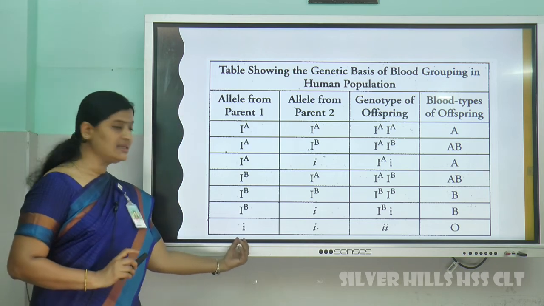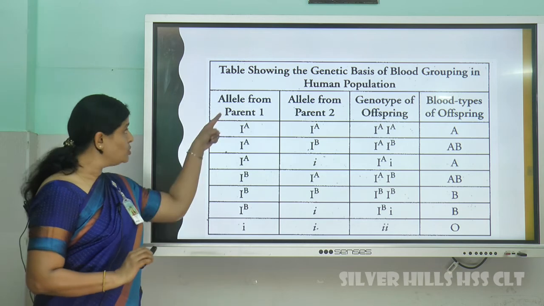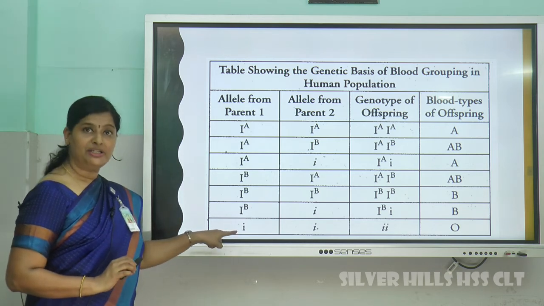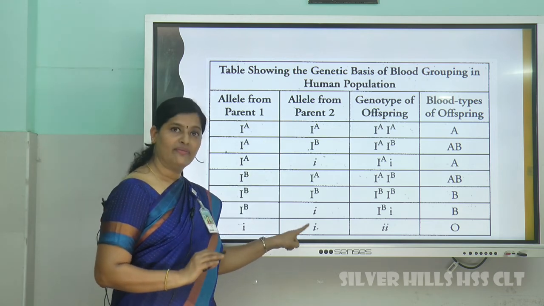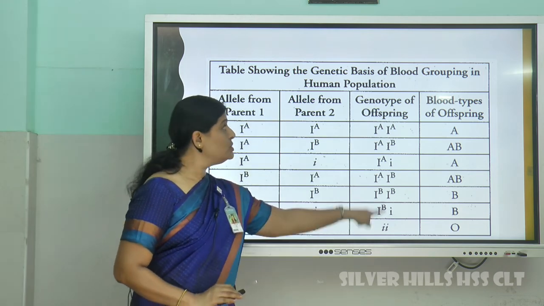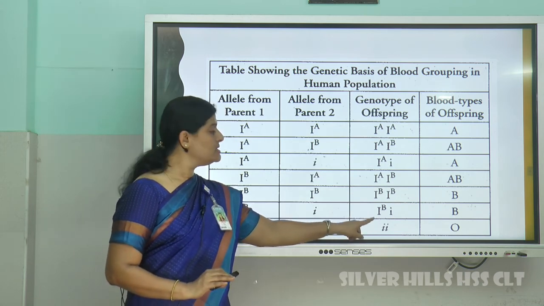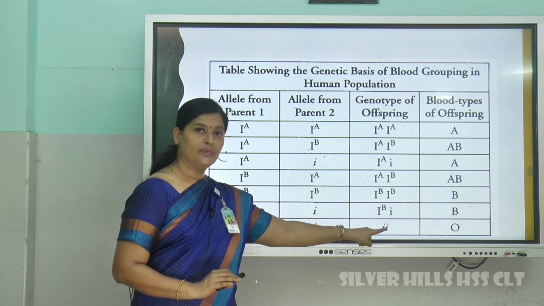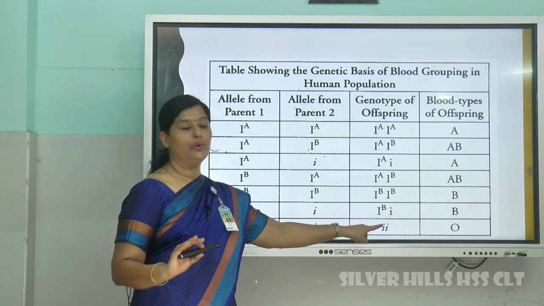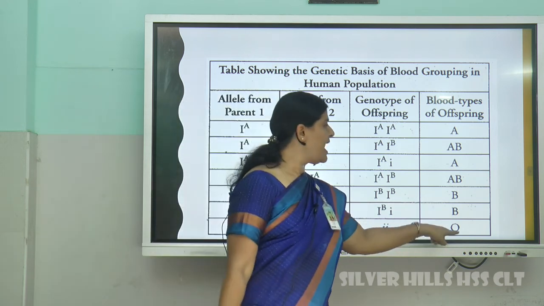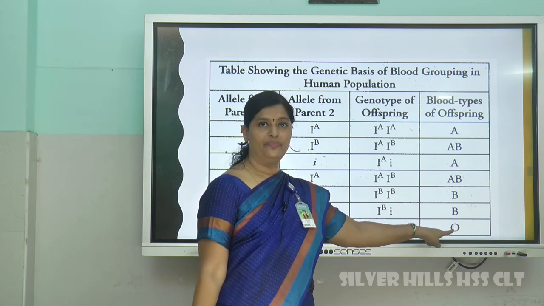Now the last case: the father's blood group is O. So from the father, small i, a recessive one, remember. And from the mother also small i, that is also a recessive one. So what is the genotype of the offspring? The offspring will have ii. Will that offspring be producing any antigens? No, no antigen will be produced, and hence his blood group is O blood group.